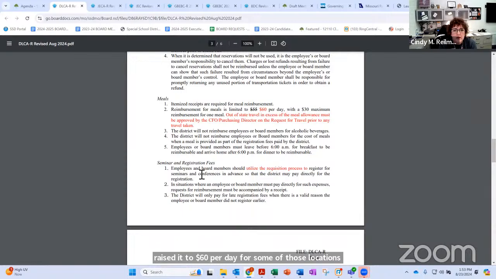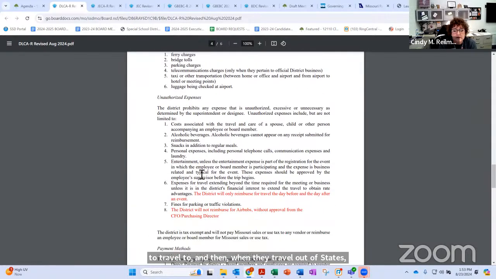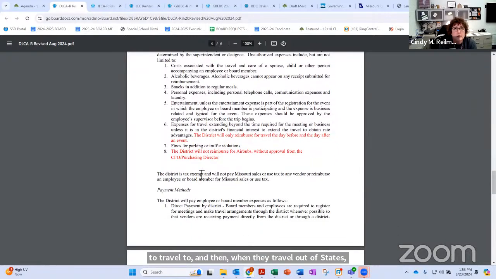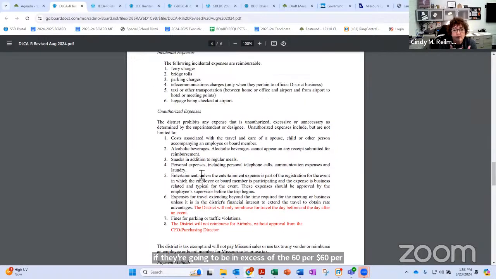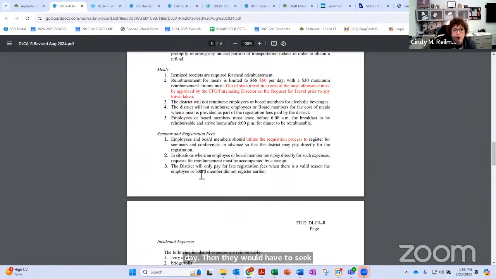And then when they travel out of state, if they're going to be in excess of the $60 per day, then they would have to seek approval when they're requesting that travel from the CFO or director of purchasing prior to any travel being taken.